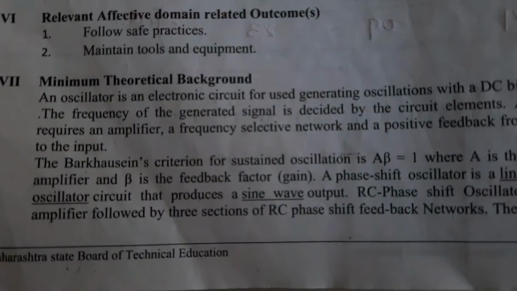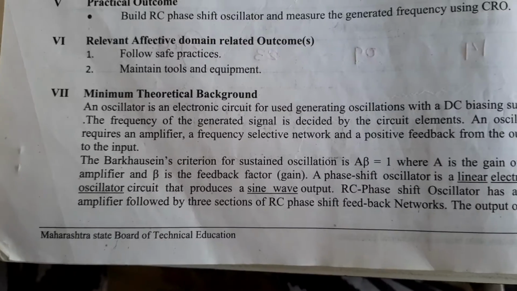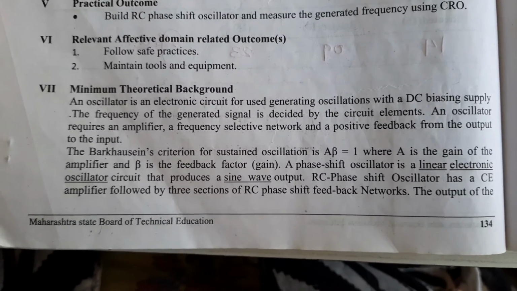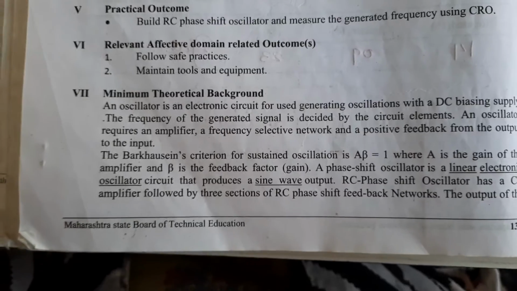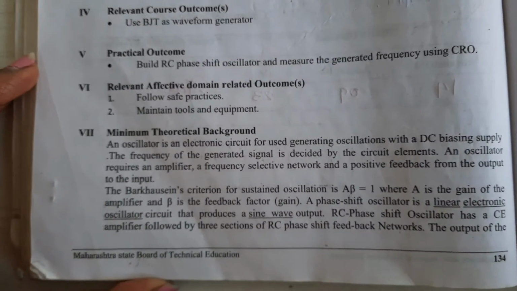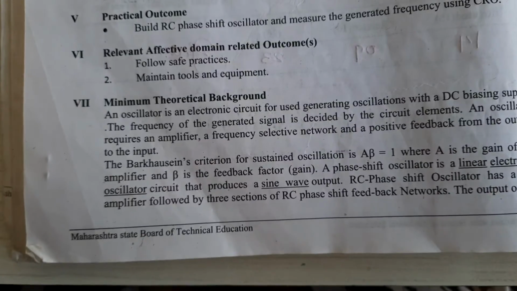So basically, what is an oscillator? It is an electronic circuit used for generating oscillation with a DC biasing supply. The frequency of the generated signal is decided by the circuit elements. An oscillator requires an amplifier, a frequency selective network and a positive feedback network. It should satisfy the Barkhausen criteria.